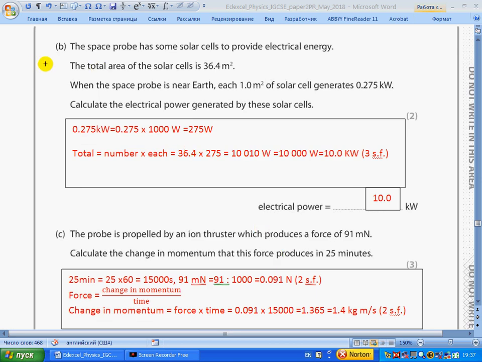The space probe has some solar cells to provide electrical energy. The total area of the solar cells is 36.4 meters squared. When the space probe is near Earth, each 1 meter squared of solar cell generates a given number of kilowatts. Calculate the electrical power generated by these solar cells. So we convert kilowatts into watts. Total will be the number multiplied by the area. So we get the answer with 3 significant figures because the minimum is 3 significant figures, and we keep 10.0 kilowatts.